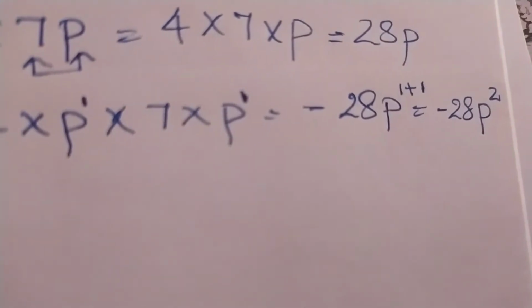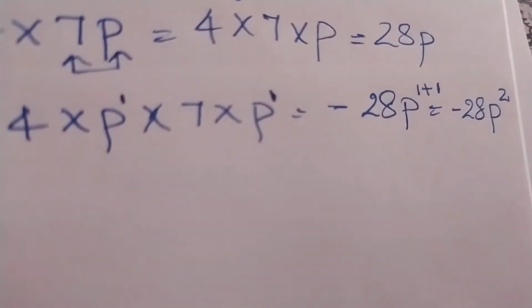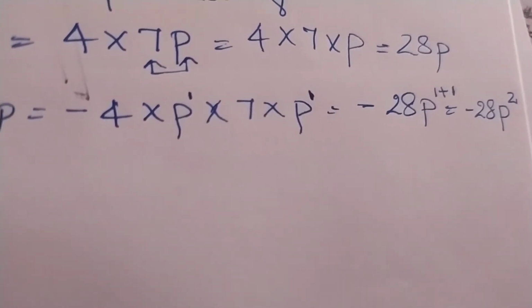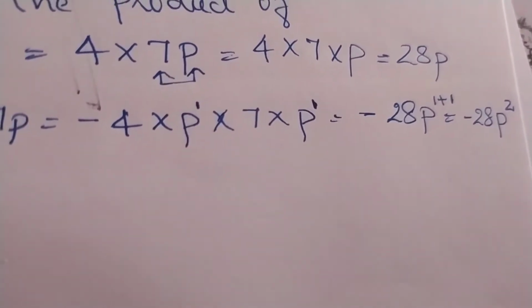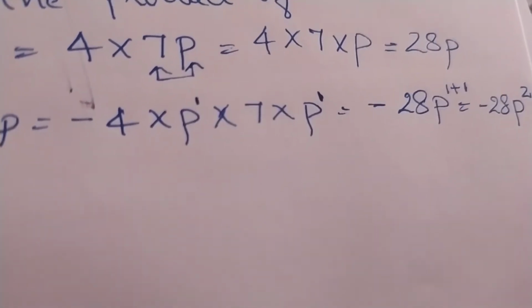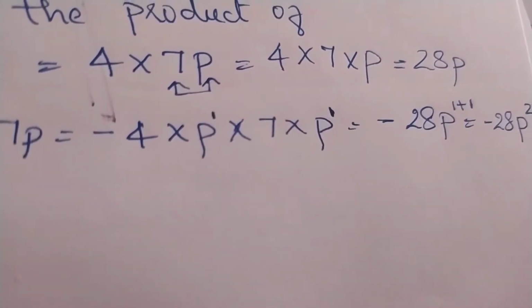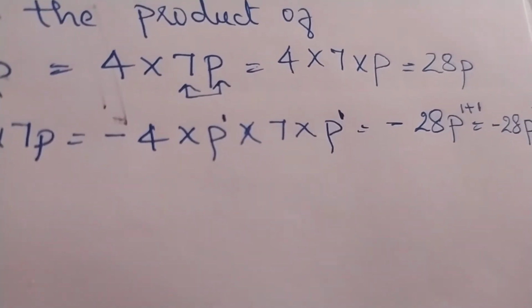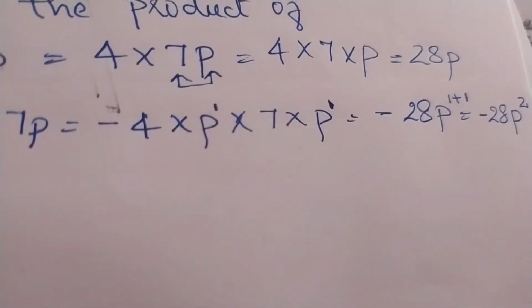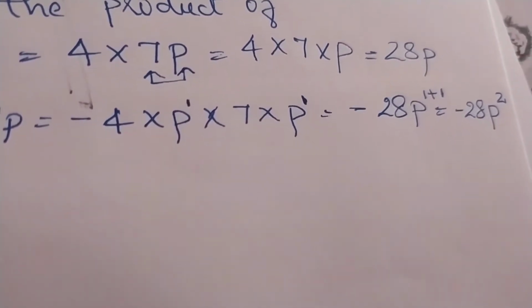We don't call it 2, children. It is called p square. If p does not have any power, it is understood as 1. Here why did we not write the power in the first problem? Because there was only 1p alone, so we just wrote 28p. But here we have p into p. P doesn't have any power, but we should multiply both the p's. So we took the powers 1 and 1. 1 plus 1 became 2.